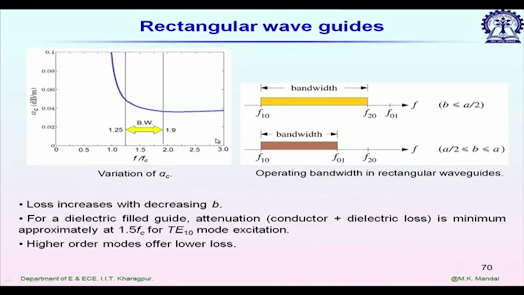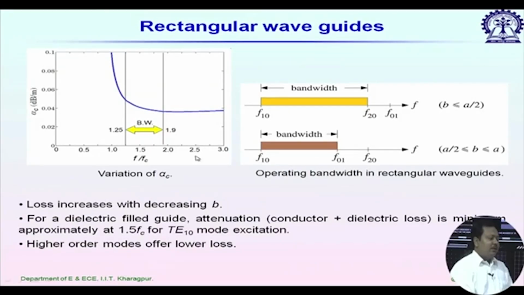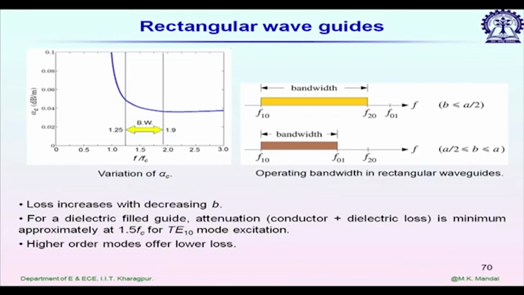So, a standard waveguide's dimension is determined by these cutoff frequencies. For example, for WR90, you can calculate the cutoff frequency, and accordingly you calculate the 1.25 fc value and the 1.9 fc value. You will see that the cutoff frequency for standard WR90 comes to approximately 6.35 gigahertz, and the bandwidth is 8 gigahertz to approximately 12 gigahertz.